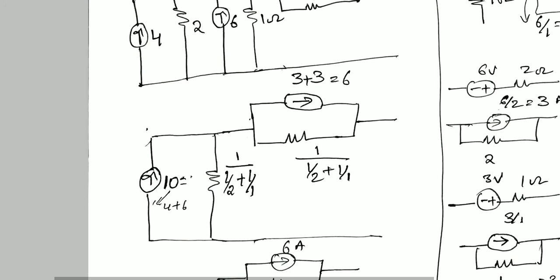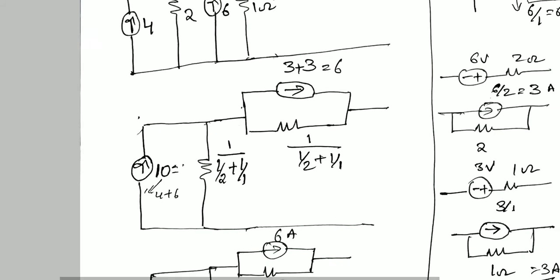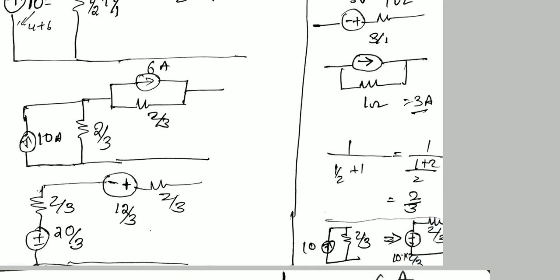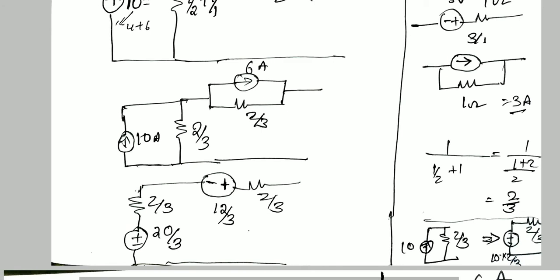After simplifying, 1 by 2 plus 1 is nothing but 3 by 2. After inverting it, it becomes 2 by 3. Here also, if I invert 3 by 2, after doing some mathematics we get a value of 2 by 3.